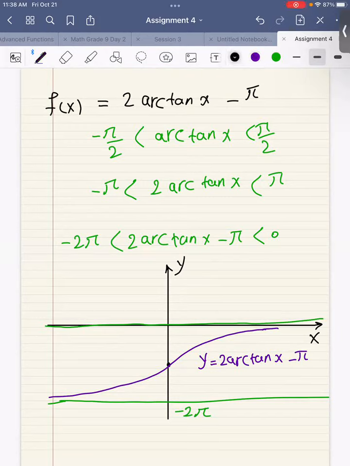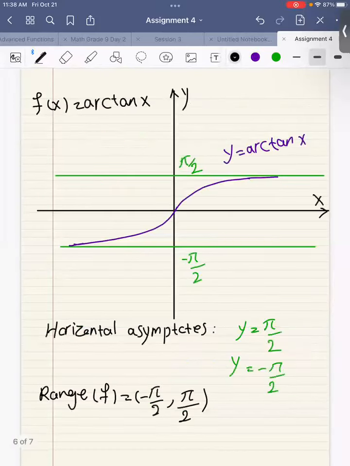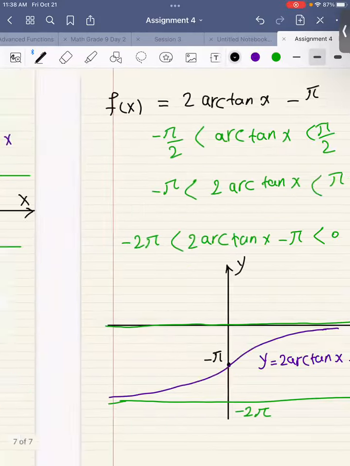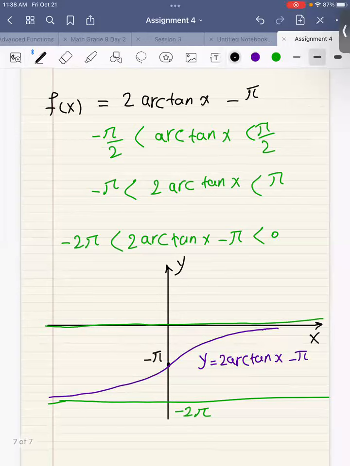And this point is minus pi. The y-intercept is minus pi, right? Good. This is just the original arctan. But if you do some transformation, here we just did some transformation on this graph.